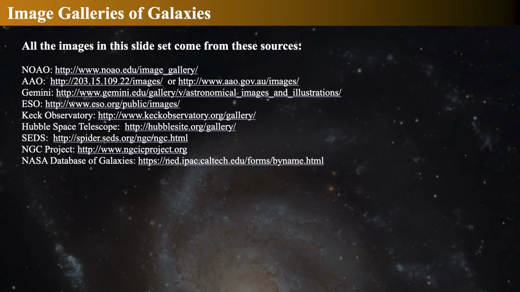I derived all of the images that you'll see in this lecture from lots of different sources: the National Optical Astronomy Observatory, the AAO, the Australian Astronomical Observatory, the Gemini Observatory, the European Southern Observatory, the Keck on Mauna Kea, and lots of things from Hubble Space Telescope. In fact, I even went to the SEDS group, and there's a guy that does the NGC project trying to take pictures of all the NGC objects, and I looked at the NED database, which is the NASA Extragalactic Database of Galaxies. So you can look at all of these places to find these images, and everything I've done here comes from them. A lot of these also appeared in Astronomy Picture of the Day, so if you Google APOD, you'll also see many of these.